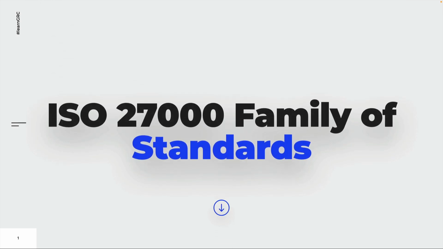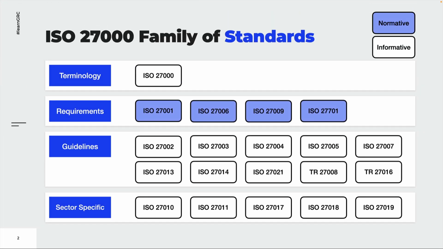In this lecture, you will get to know the ISO 27000 family of standards. The ISO 27000 family of standards is a series of interrelated standards that can be combined to form a comprehensive framework for information security management. There are four categories of standards within this family: standards describing overview and terminology, standards specifying requirements, standards describing general guidelines, and standards describing sector-specific guidelines.